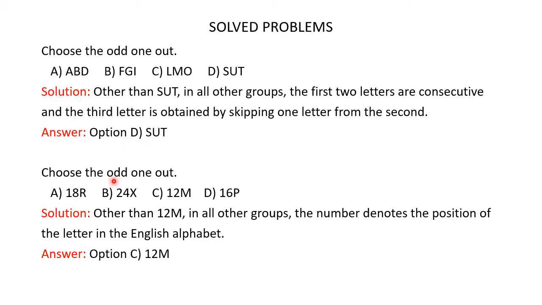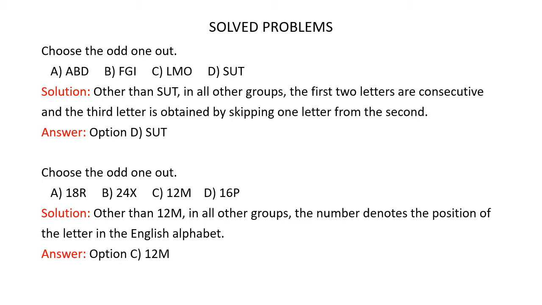Choose the odd one out. Here you are given four options. Option A, 18R, option B, 24X, option C, 12M, option D, 16P. You have to find the odd one out from among these four groups of letters. So when you observe these four groups, you will see that other than 12M, in all the other groups, the number denotes the position of the letter in the English alphabet.